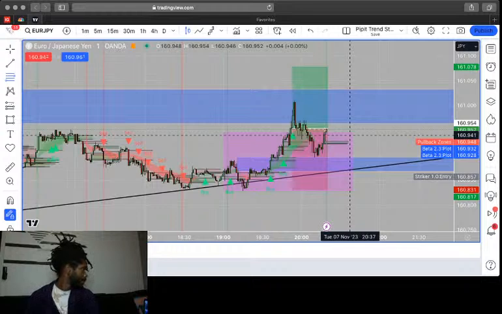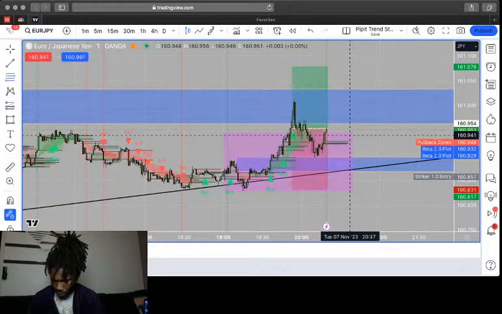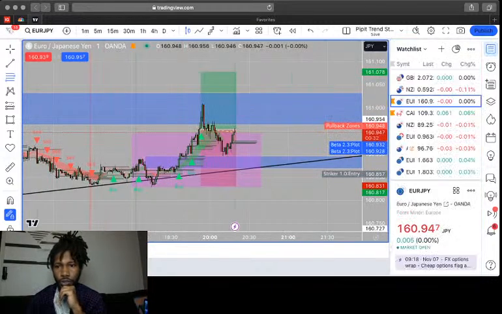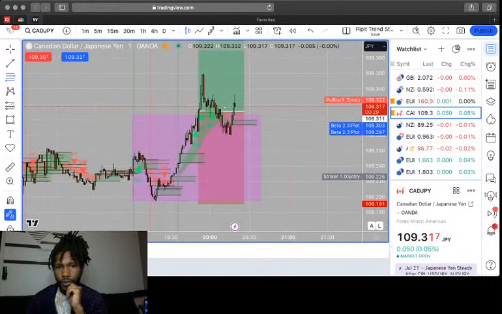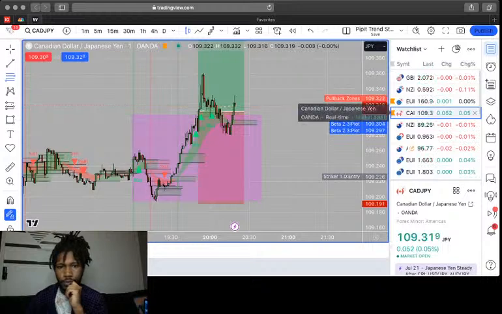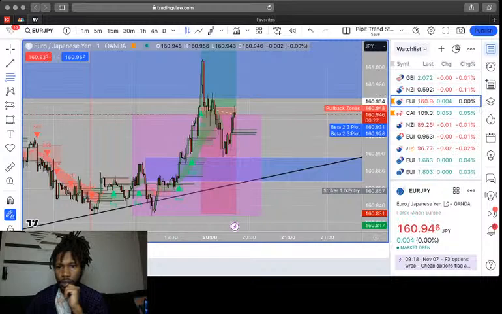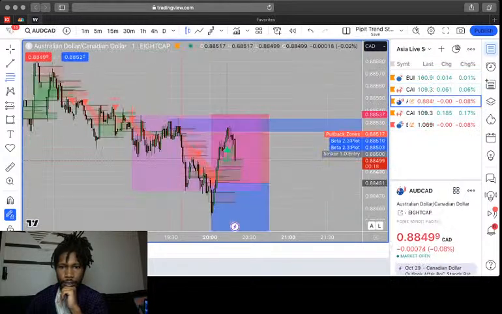All right. Let's see where we're at. So we're still in some drawdown, which is good, but some of our positions are slowly but surely turning back into our favor. CAD-J's in profit a little bit. EJ is getting there. AJ is turning around.